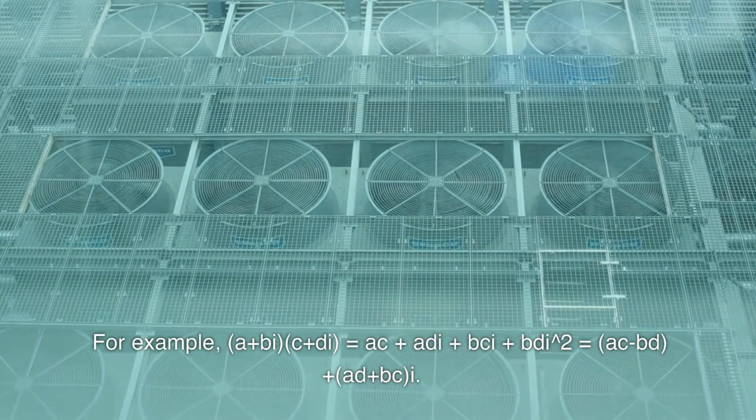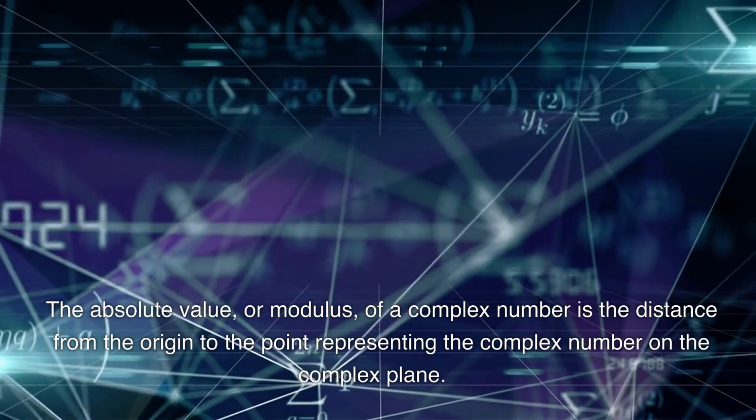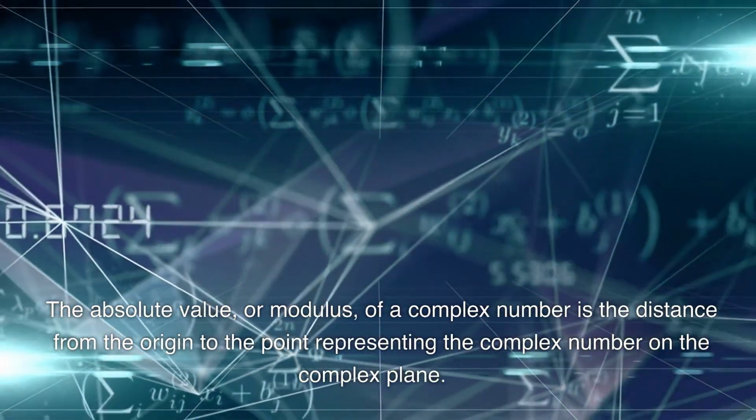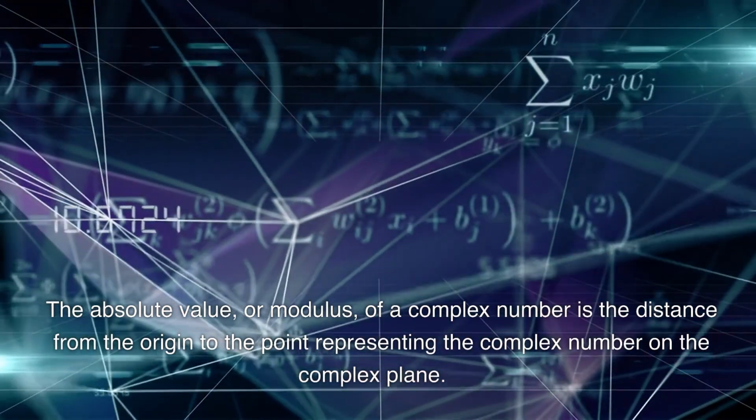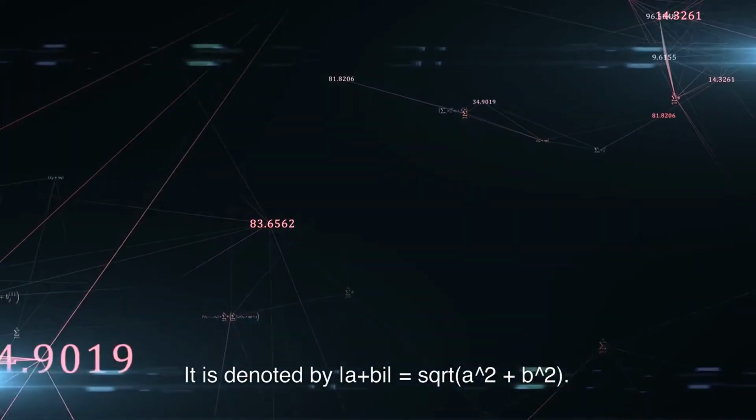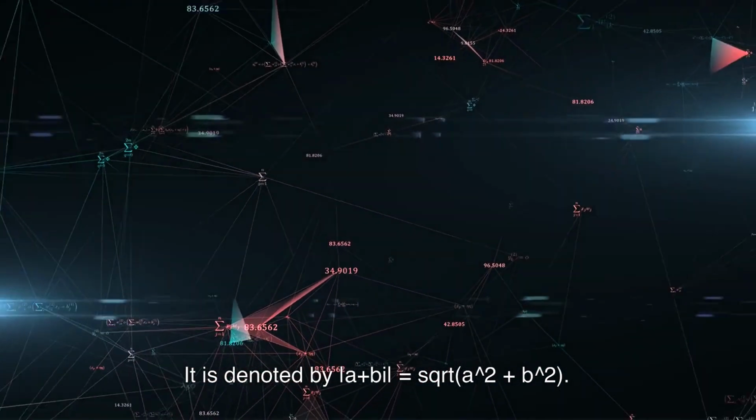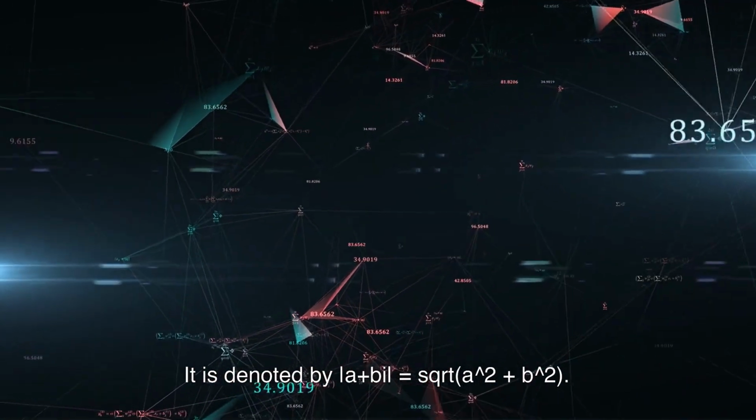The absolute value, or modulus, of a complex number is the distance from the origin to the point representing the complex number on the complex plane. It is denoted by |a + bi| = sqrt(a² + b²).